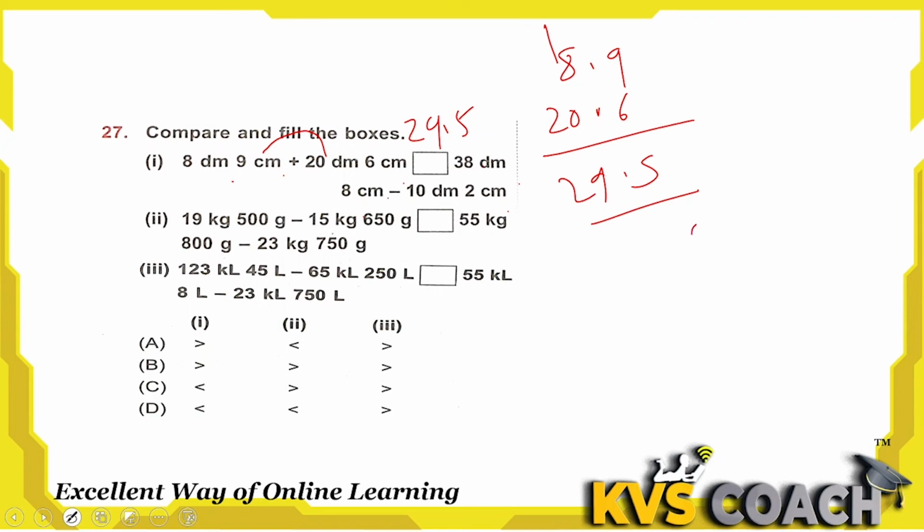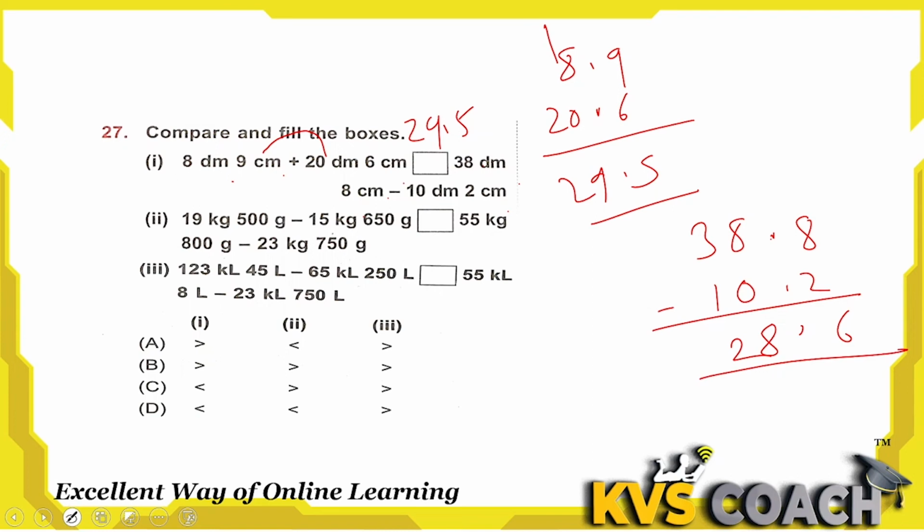Now this 38 decimeter 8 centimeter minus 10 decimeter 2 centimeter, we have to subtract. 8 minus 2 is 6, and this is 8, and 3 minus 1 is 2. So 28.6 is this value. So is it equal or greater than? Look, this is 29.5 and this value is 28.6. So which one is bigger? This one is bigger, so the sign will be like this. Okay, this part is the bigger.